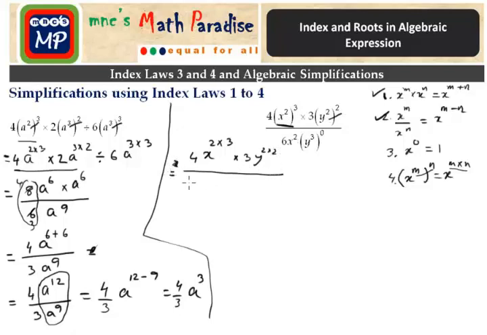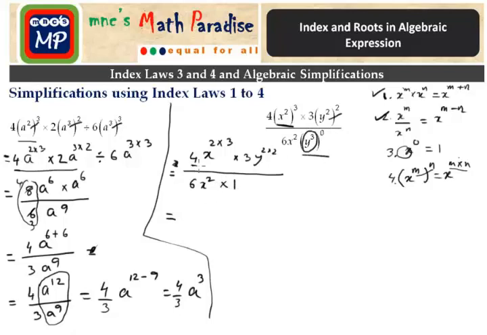Here 6x squared is already there, y to the power 3. This whole thing is raised to 0. Anything to the power 0 is 1. So y to the power 3 does not matter what it is. Anything whole to the power 0 gives only 1. So this whole part is giving 1.